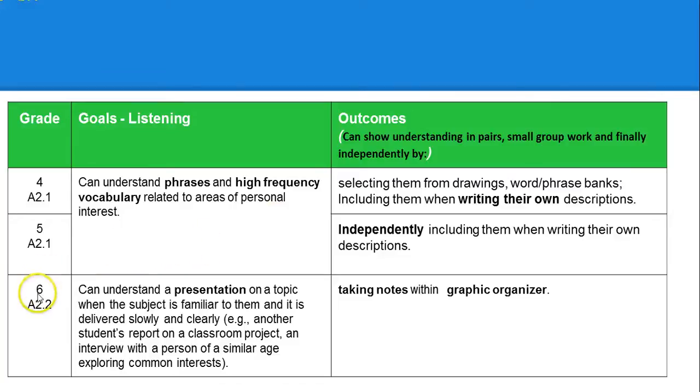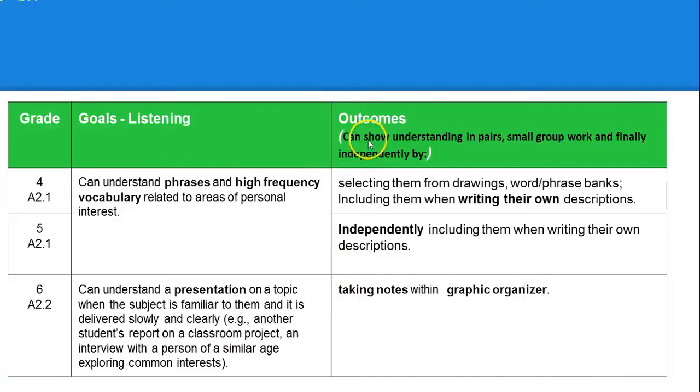And then finally in grade 6, when they reach an A2.2 level, the goal shifts a bit more and it reads, can understand a presentation on a topic when the subject is familiar to them and it is delivered slowly and clearly. Okay? And they can show their understanding by taking notes within a graphic organizer.